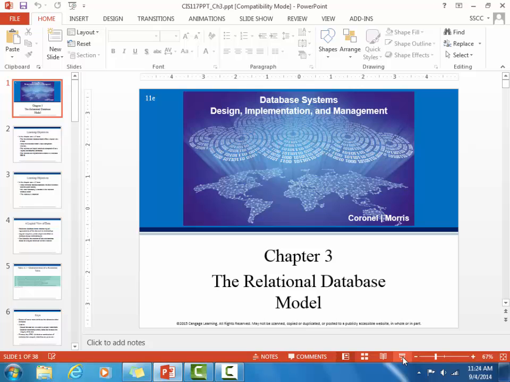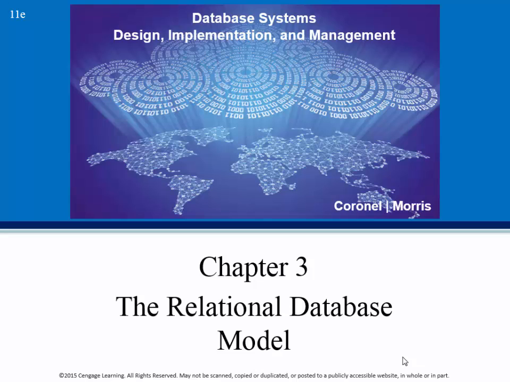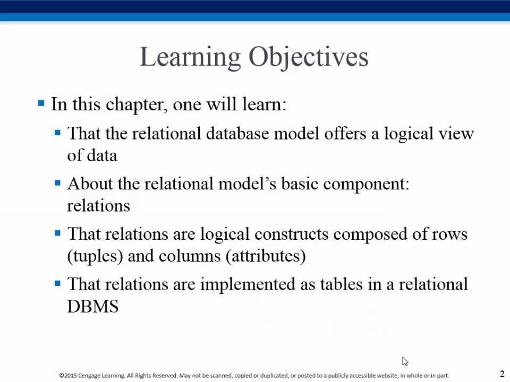Alright, we're going to pick up with Chapter 3, which covers the relational database model in more depth. In this chapter you will learn that the relational database model offers a logical view of data. You'll learn about the relational model's basic component, which is relations, that relations are logical constructs composed of rows, which are tuples, and columns, which are your attributes.